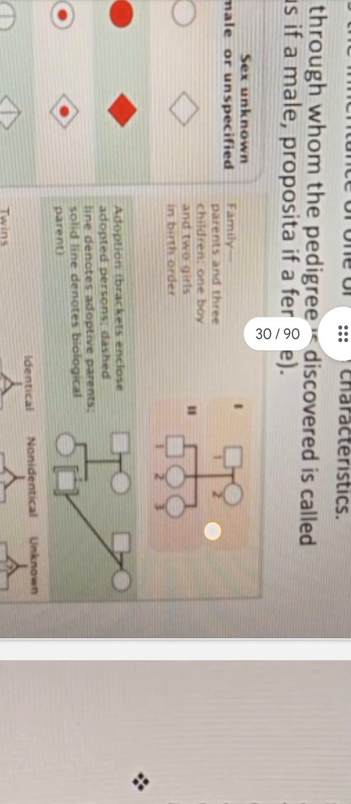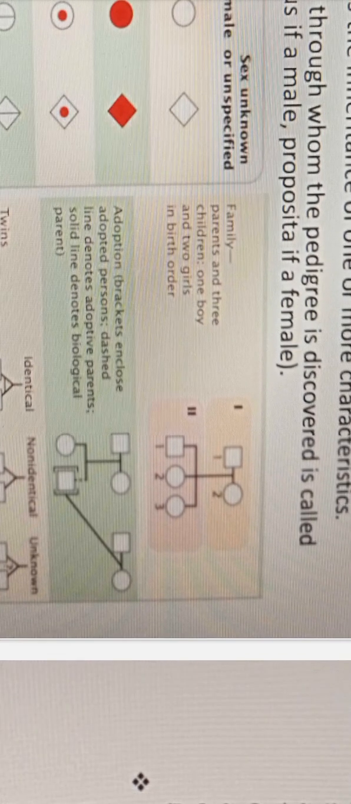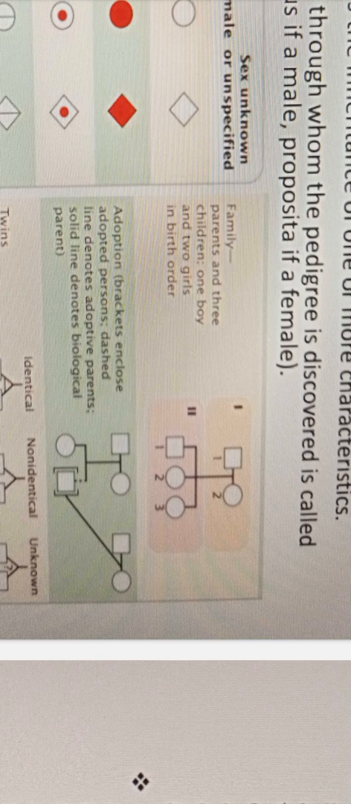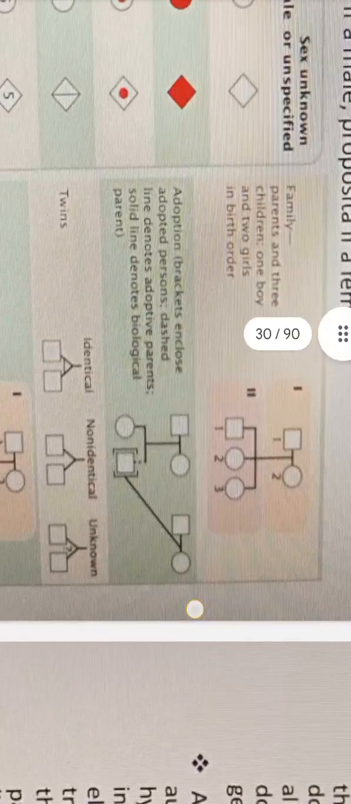Family: parents and 3 children, 1 boy and 2 girls, in birth order. Adoption: brackets enclose adopted persons. A dashed line denotes adoptive parents. A solid line denotes a biological parent.